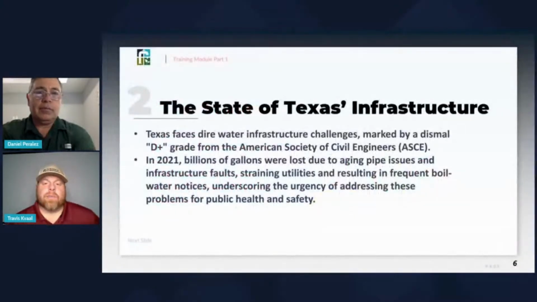The state of Texas was recently given a D+ grade by the American Society of Civil Engineers as it pertains to our infrastructure. And what that leads to is billions of gallons of water loss. And when we have those water loss events or leaks, we end up with frequent boil water notices. It really puts a strain on an already aging infrastructure.